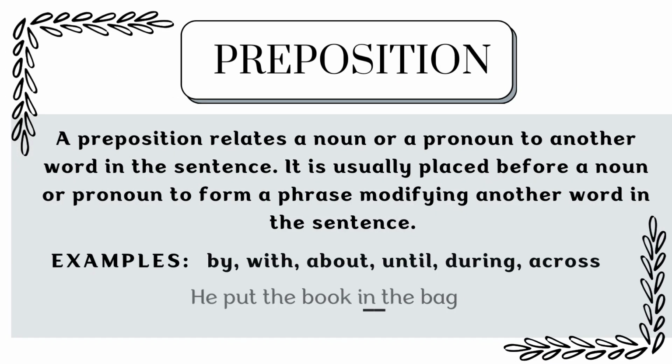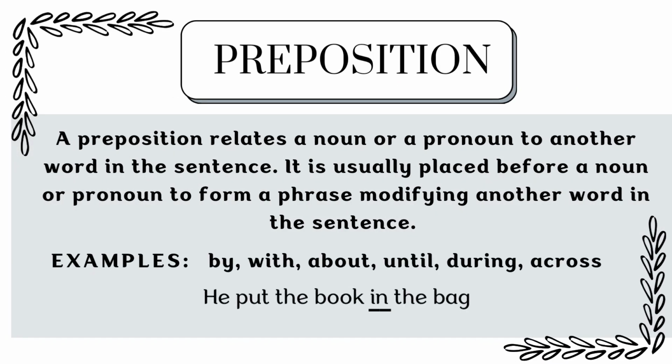Preposition. A preposition relates a noun or pronoun to another word in a sentence. It is usually placed before a noun or pronoun to form a phrase modifying another word in the sentence. Prepositions can be used to indicate aspects such as time, place, and direction. A single preposition can often describe many different relationships depending upon how it is used.